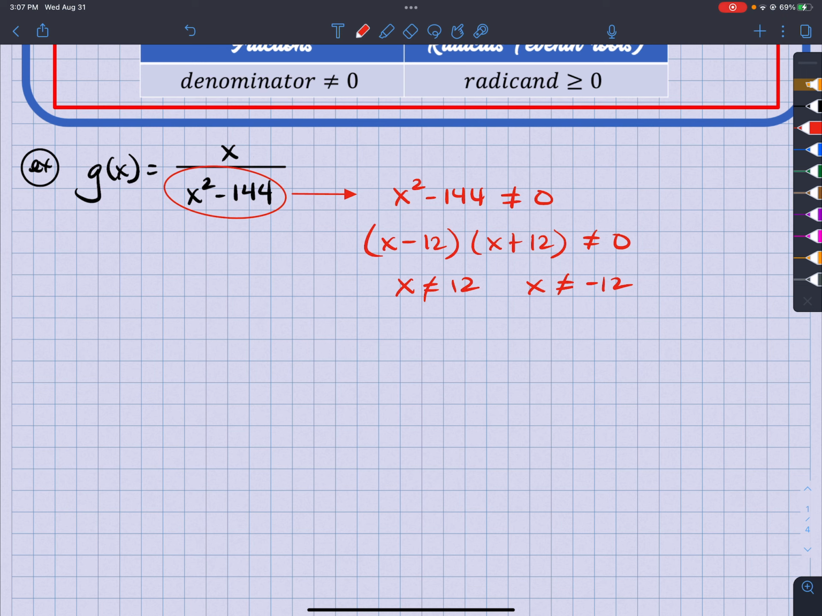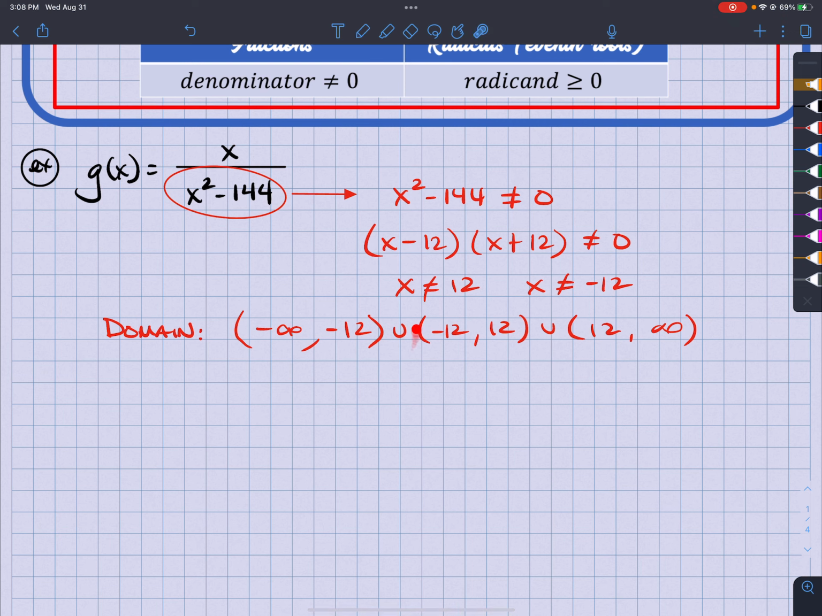So therefore, my domain is going to be from negative infinity to negative 12, not including negative 12, union with negative 12 to 12, union with 12 to positive infinity. That whole thing will be my domain because it's telling me right here that I cannot use negative 12 or positive 12. That's why it's not included in my answer.